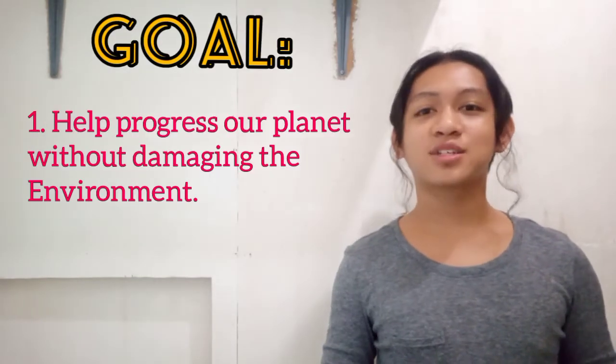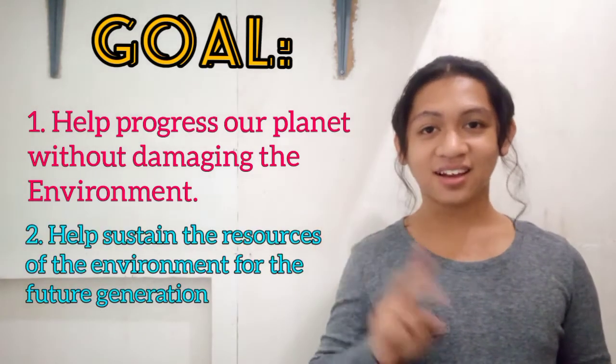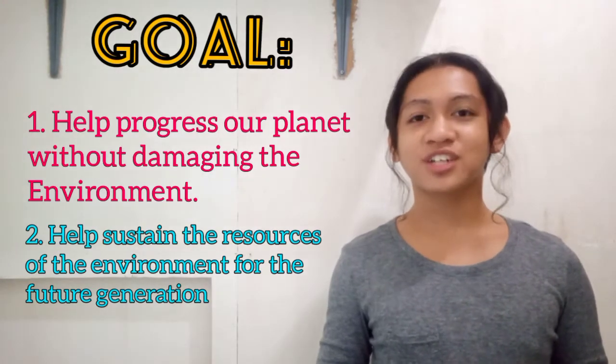After knowing a little background of our Earth, now we need to know our goal in order to protect our planet. So the first goal is to help progress our planet without damaging the environment. And the second is to help sustain the resources of the environment for the future generation. Now we have our goals. And after that, we need to find some solutions to help preserve our environment or our planet. But before we go there, we need to know first the factors that can affect the environment.